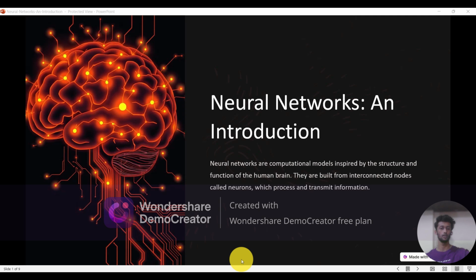Types of neural networks. Feed-forward neural network. The simplest type, where the information flows in one direction between the input and the output layer without a feedback loop. Used for classification and regression tasks. Second is the convolutional neural network. Specialized for image and visual data, they use convolutional layers to automatically detect features such as edges, textures, and patterns. Commonly used in image classification, object detection, and computer vision tasks.